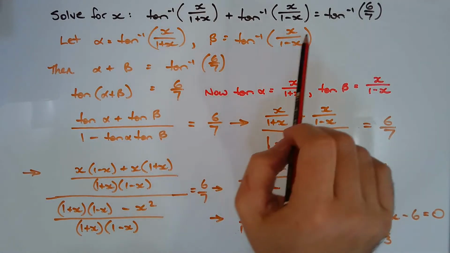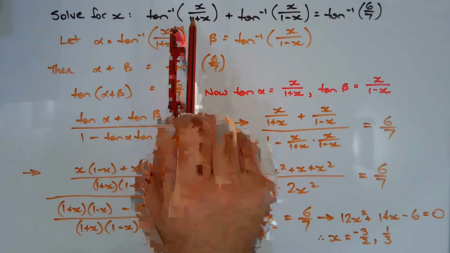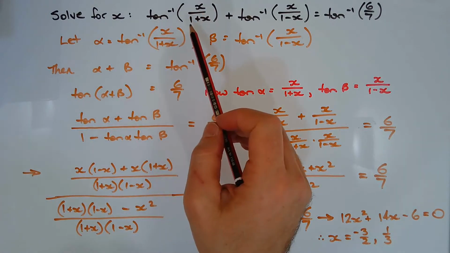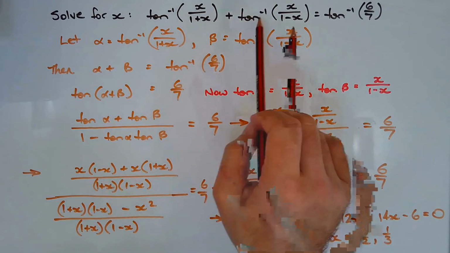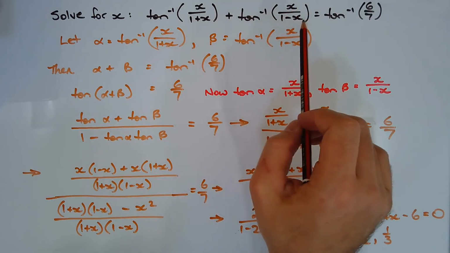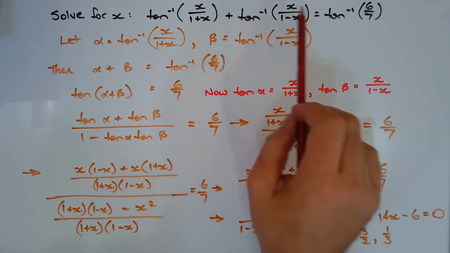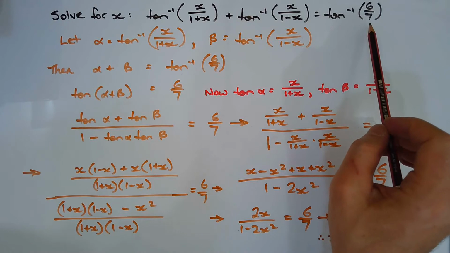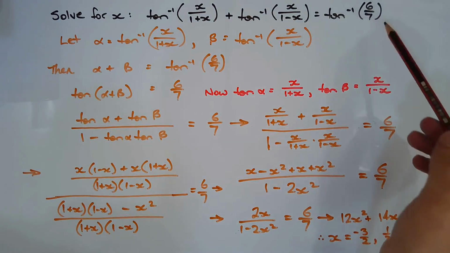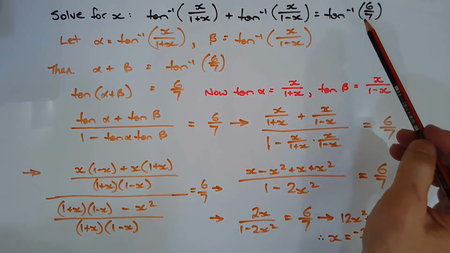Now, I think the first thing to realize is that inverse tan of a ratio is in fact an angle. So this is an angle, let's call it angle alpha, and inverse tan of x over 1 minus x is a different angle, let's call that angle beta. And that's equal to inverse tan of 6 over 7, which is yet another angle. So that's an opposite over adjacent.